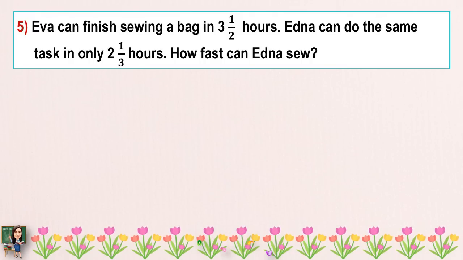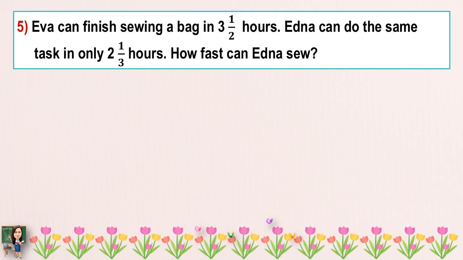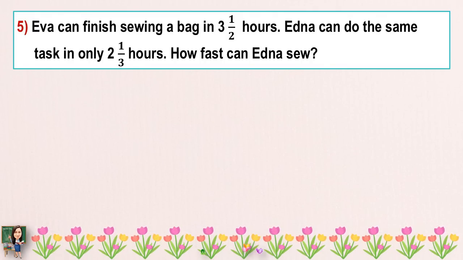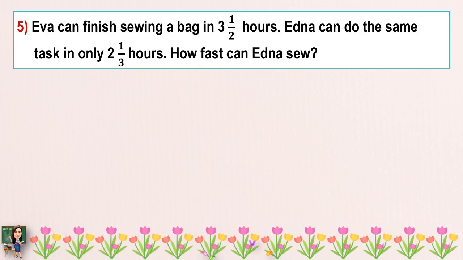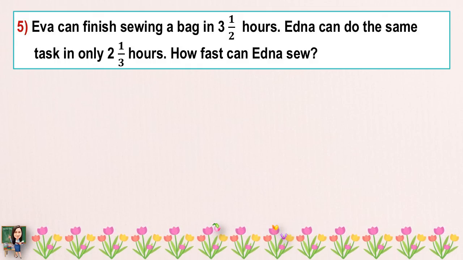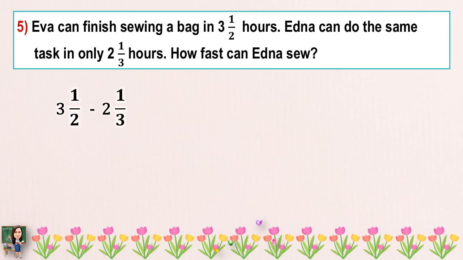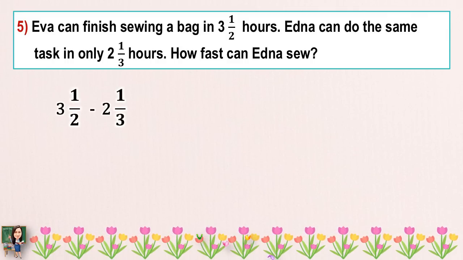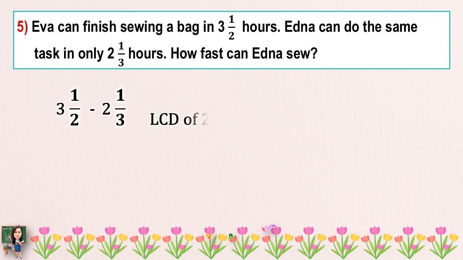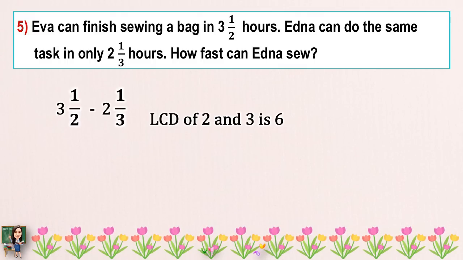Number 5. Eva can finish sewing a bag in 3 1/2 hours. Edna can do the same task in only 2 1/3 hours. How much faster can Edna sew? Subtract 3 1/2 hours minus 2 1/3 hours. First, get the LCD of 2 and 3. The LCD of 2 and 3 is 6.